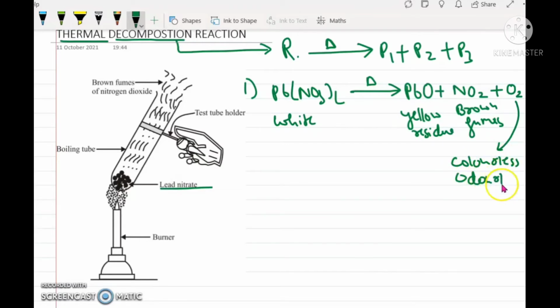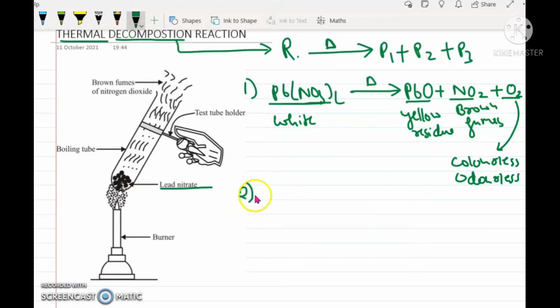Now, with the decomposition of just one reactant, you have observed that you have received more than two, that is three products at the end of the reaction. So this is a kind of thermal decomposition reaction.